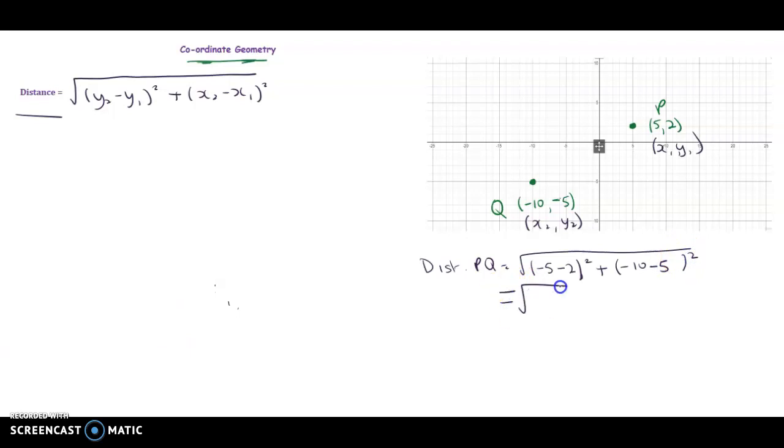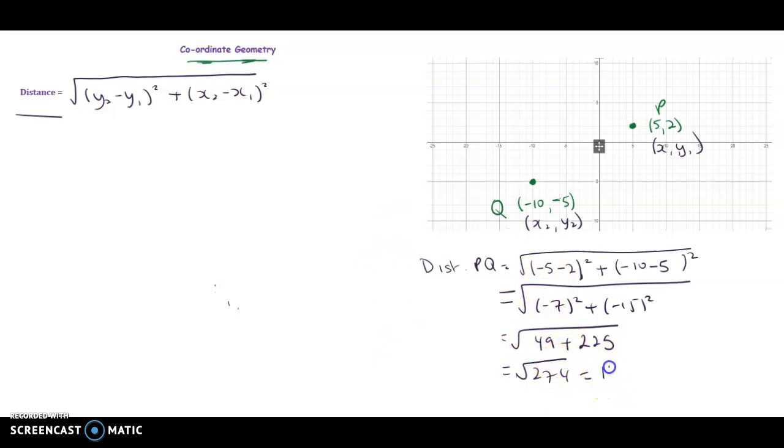Now this would be (-7) all squared plus (-15) all squared. This would be 49 plus 225, which would be the square root of 274, and that would end up being 16.6 units if I go to three significant figures. Now that is the length of this line here, if I were to draw a line like this from here to here. Of course, it has to be a straight line.